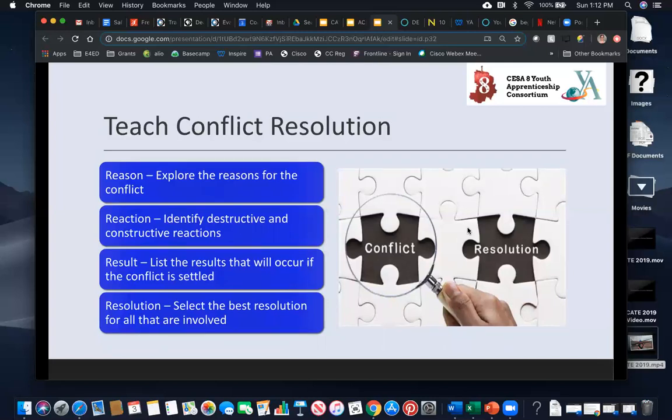So we want to explore what the reasons are for the conflict. We want to identify destructive and constructive reactions to that particular conflict. We want to list all the results that will occur if the conflict is settled. So it might depend on those reactions, that if you react in this way, here is going to be the result. But if you have a different reaction, that result could change. And then you want to talk about resolution, selecting the best resolution for all that are involved to make sure that this conflict is resolved.